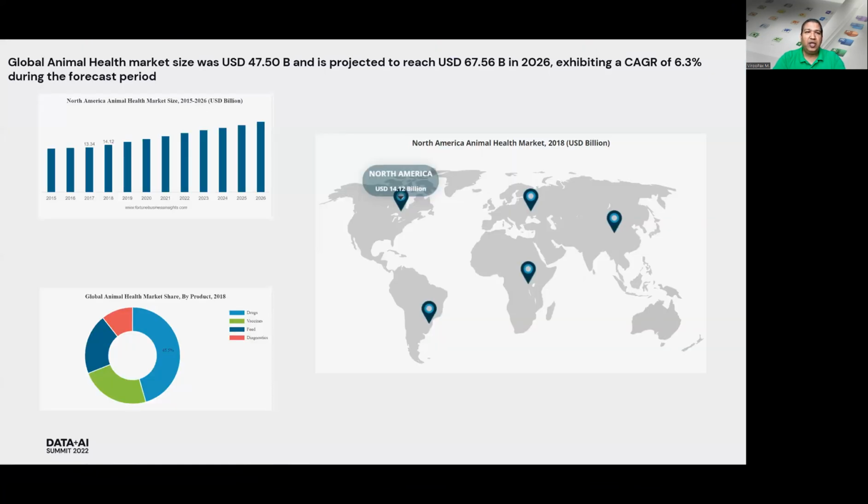So let me start with the overall global animal health market size. That was 47.5 billion. Now it's projected to reach 67.56 in 2026. As you can see from this chart, the forecasting has been done over a number of years, and North America is only 14 billion out of it. And if you look at the overall world, the scope of using this solution all across.